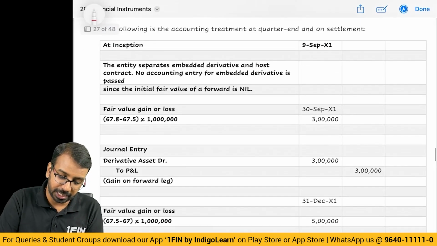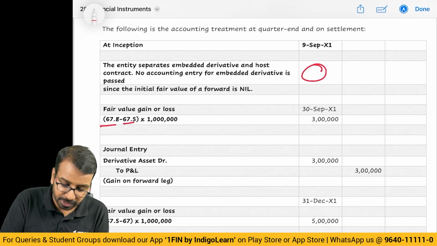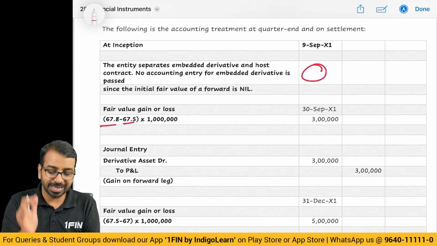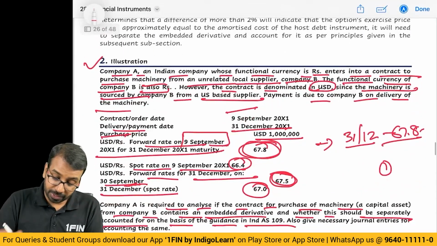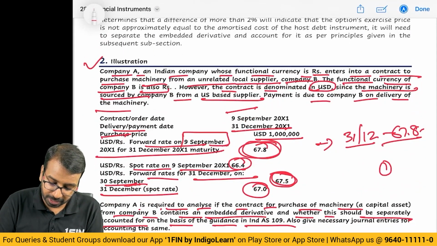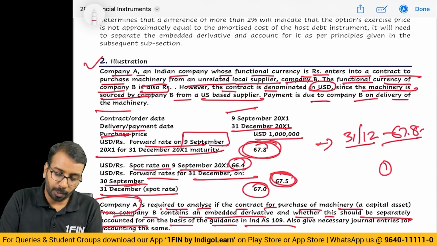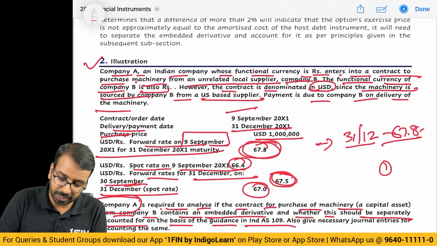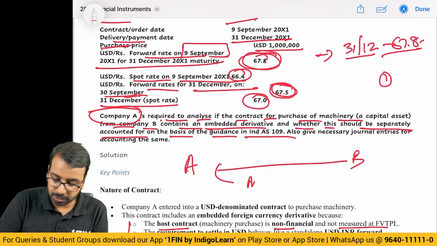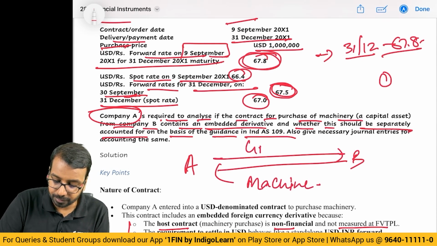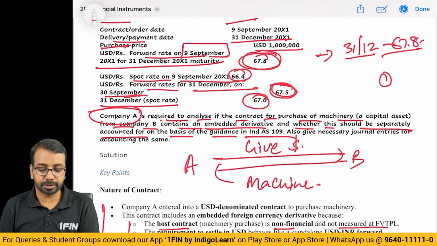So originally there is no entry. Subsequently, the rate has become 67.5. Now, in whose books are we accounting? Company A is required, so we are accounting in the books of Company A. Company A will purchase the machine, and A will give dollars.